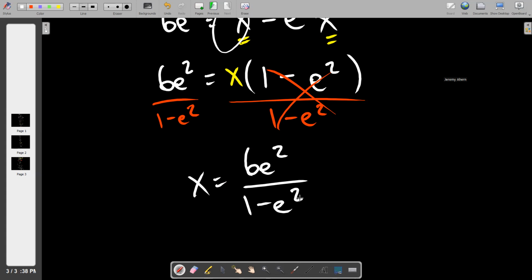And you would be inclined, if you're a normal person, which you are, to say, can't I cancel out those e squareds? And the answer is no. That bottom e squared is part of a subtraction problem, so he is off limits. Remember, we've talked about this before.